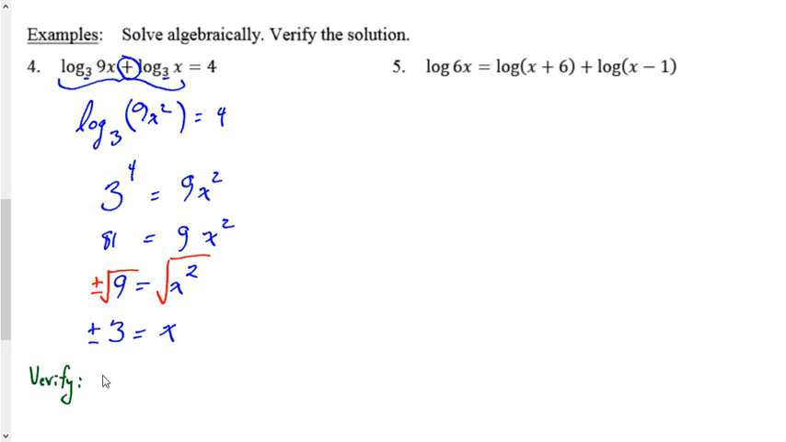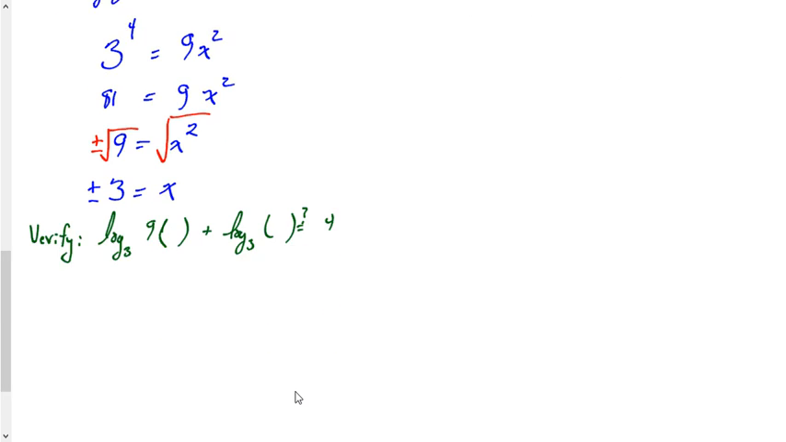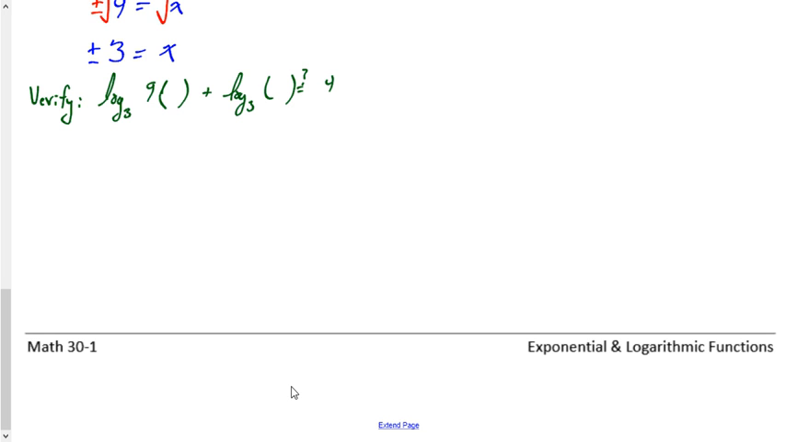negative 3. So I have log base 3 of 9 times my x value plus log base 3 of that x value. And I want to see, is that going to equal 4? Well, let's begin by substituting in the 3 to see if we'll get the two sides equal to each other.